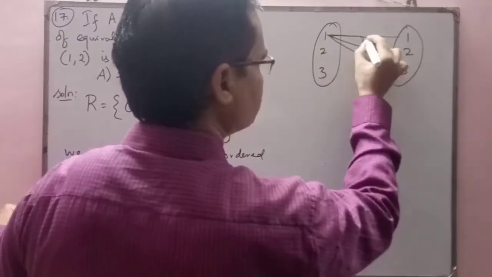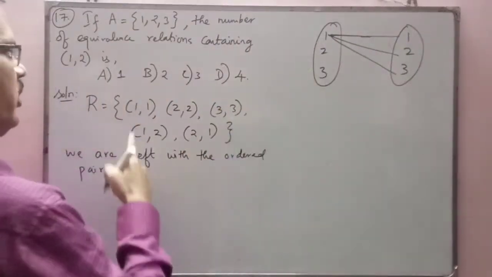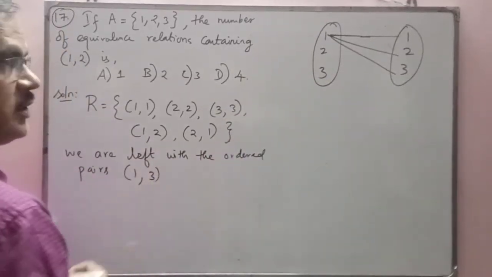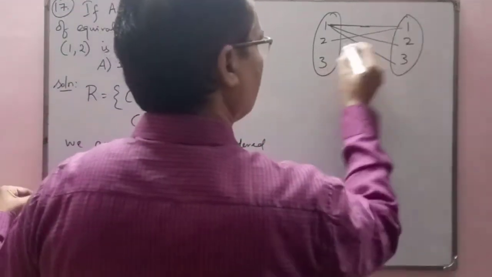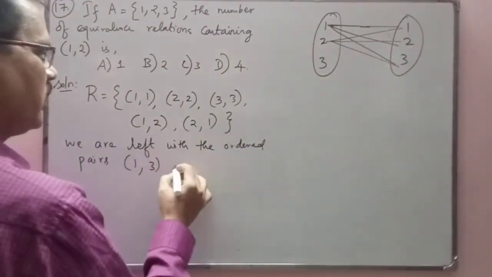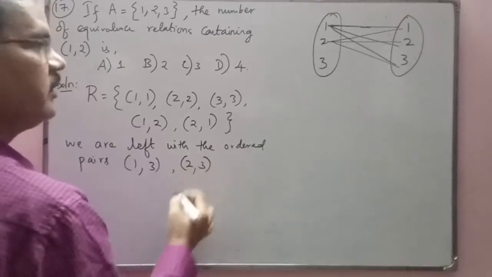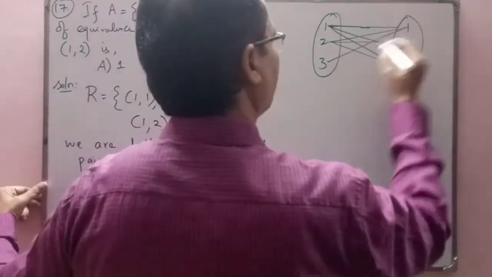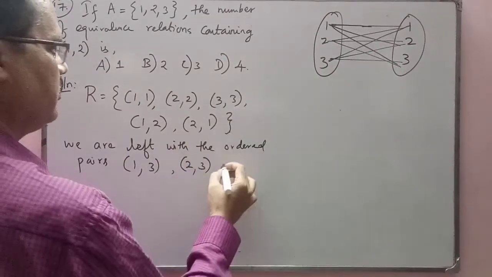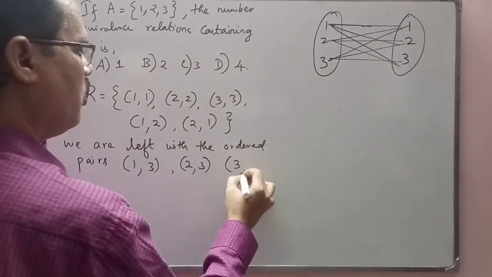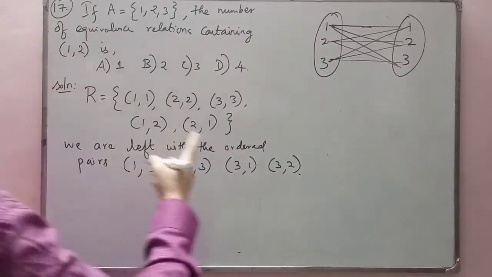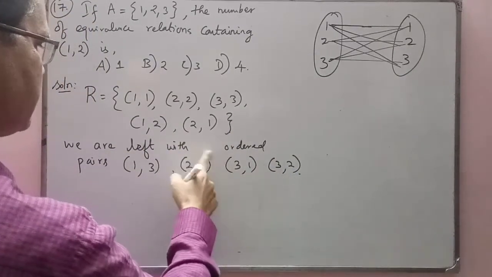When you have a doubt, you should draw this diagram and see. 1, 1 is there, 1, 2 is there, 1, 3 is not there. So mark down 1, 3. Then with 2: 2, 1, 2, 2, 2, 3. 2, 1, 2, 2 are there, you don't have 2, 3. Include that. Then third, 3, 1, 3, 2 and 3, 3. So 3, 3 is there. You don't have 3, 1 and 3, 2. Okay, children. So we are left with 4 ordered pairs.